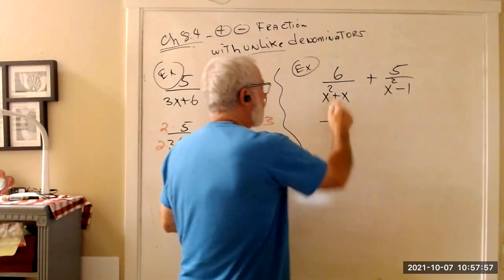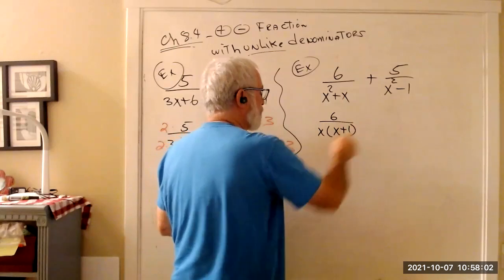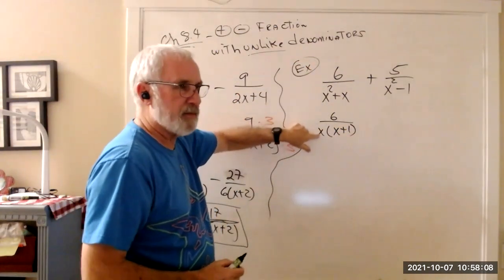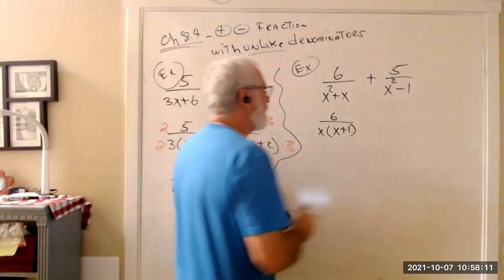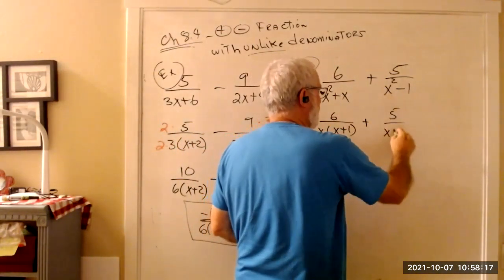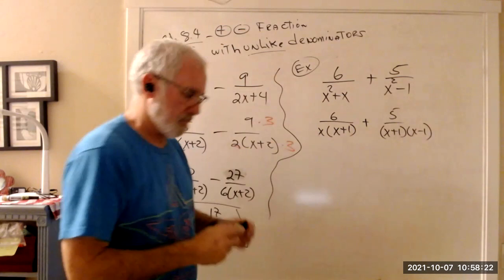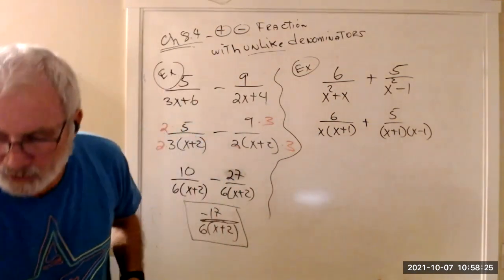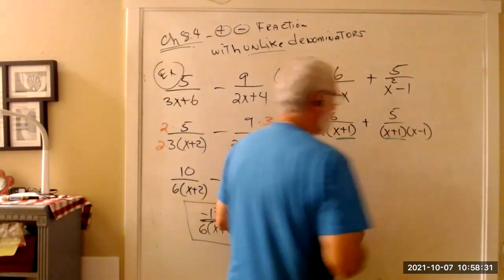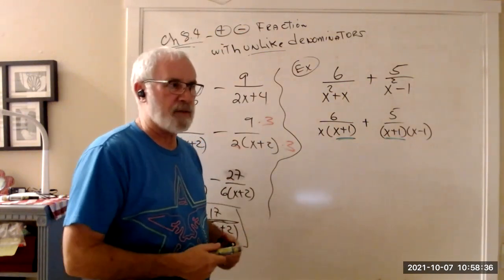If we take our denominators, this one we can factor out an x, leaving x plus 1. So the first fraction, when we look at the denominator, it factors that way. This fraction is a difference of squares, so it's going to be x plus 1, x minus 1. Okay, so if we look at our work, we can see that they already share an x plus 1. So I don't need to use that anymore. They already have that in common. They're already the same.